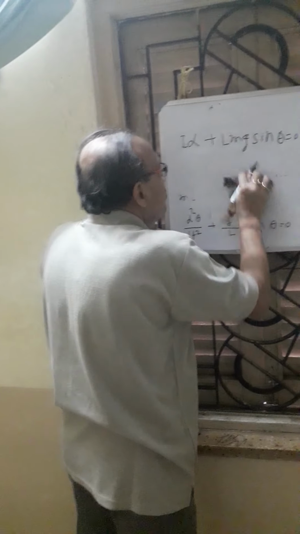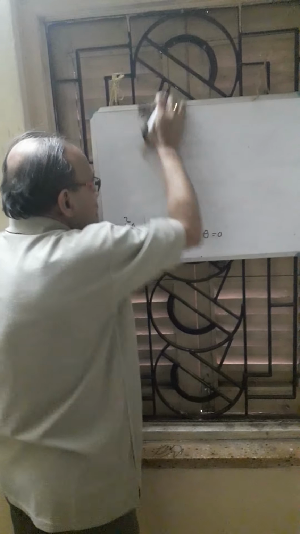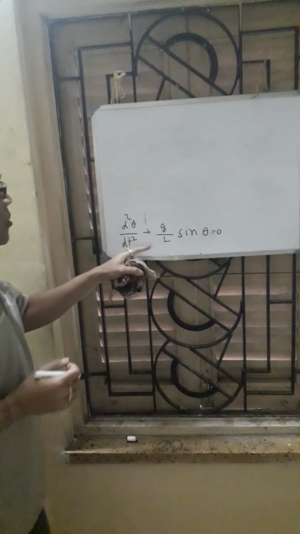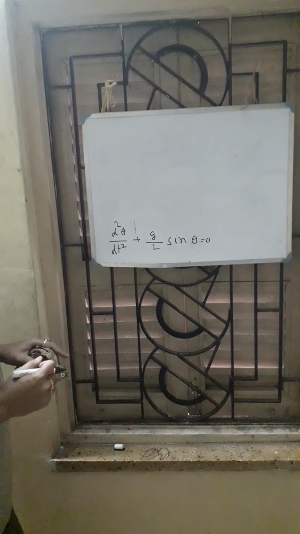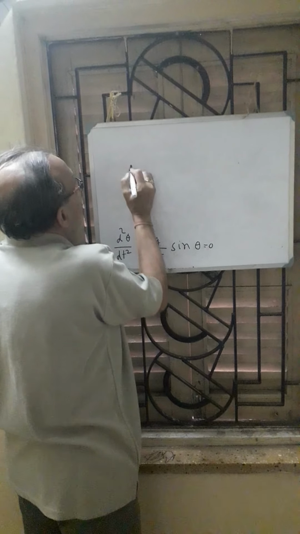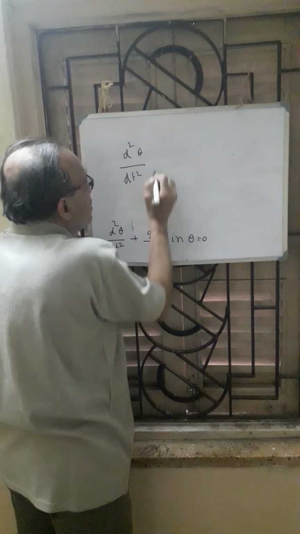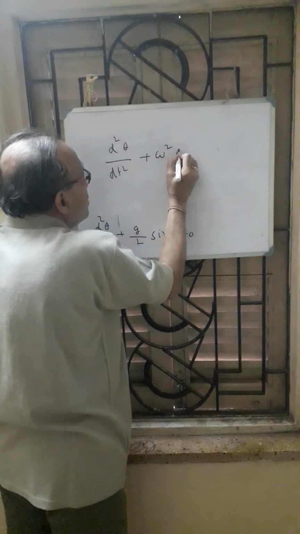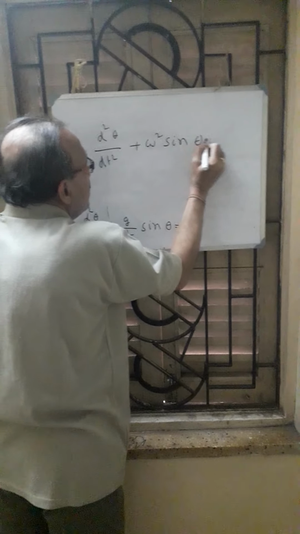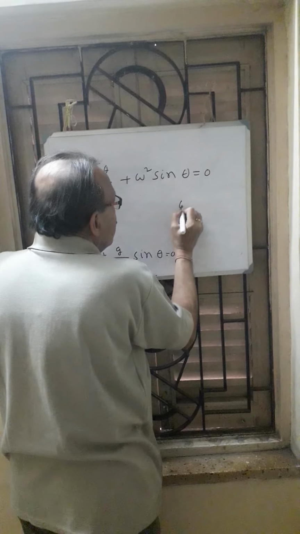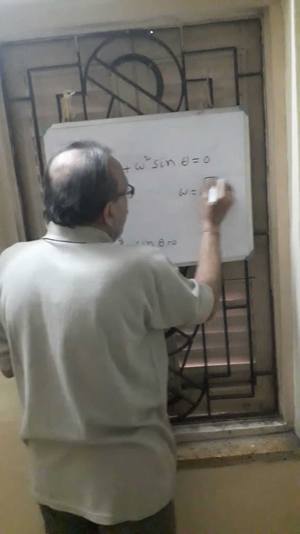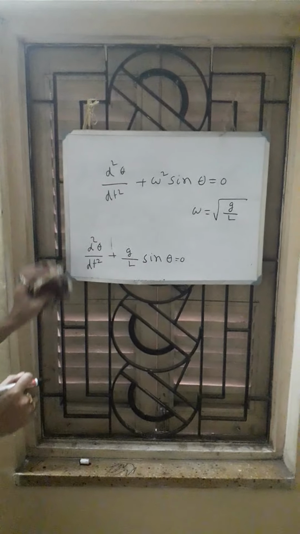Now I put g by L equal to omega square. If you put the dimension of g and the dimension of length, it will be radian per second whole square, angular velocity, plus omega square sin theta equal to 0, where omega equal to root of g by L. Now I write.